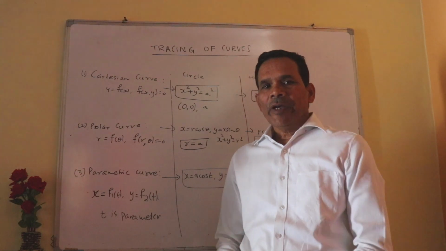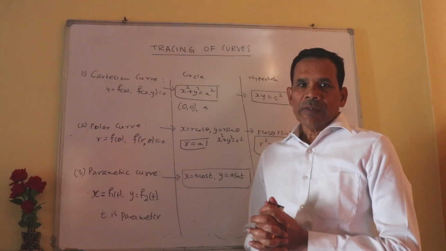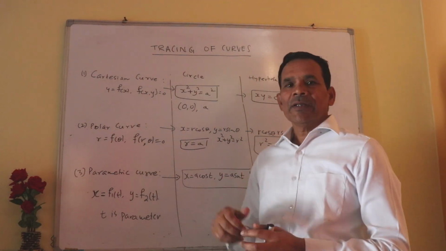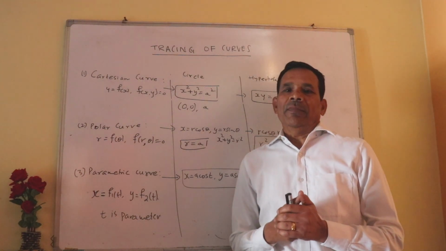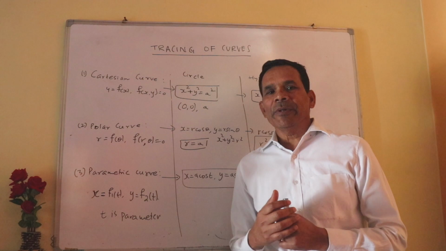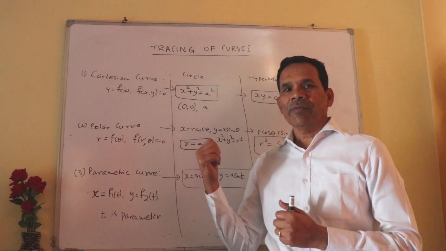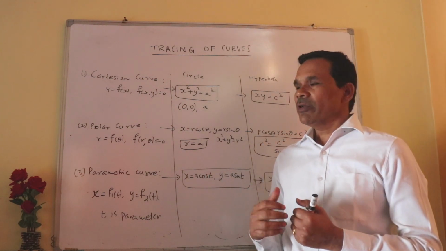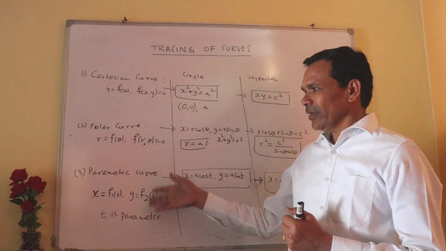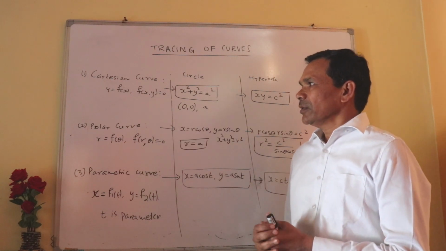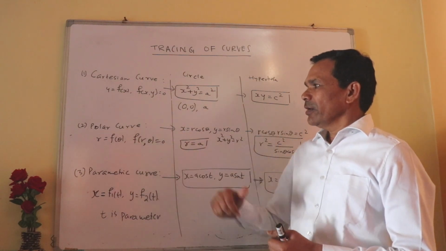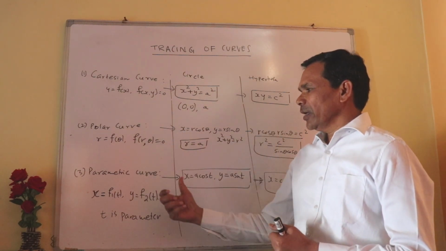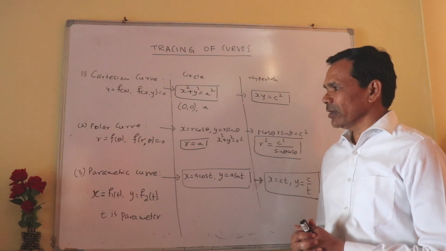Today we are going to discuss one important topic, that is tracing of curves. Tracing of curve means finding the approximate shape of the curve from the given equation. The equation would be given in any of the three forms. The first one is Cartesian curve, second one is polar curve, and third one is parametric curve.